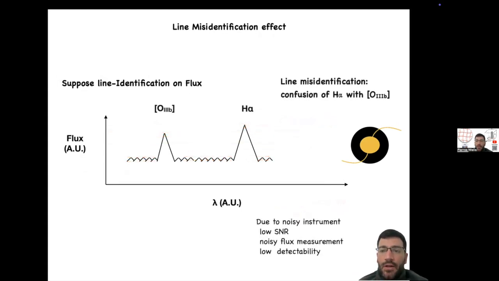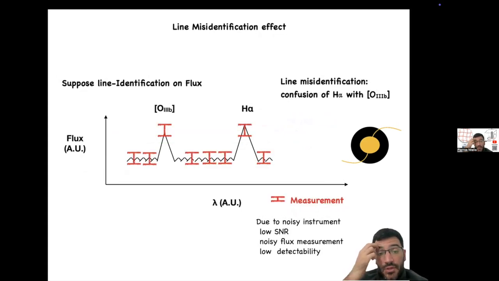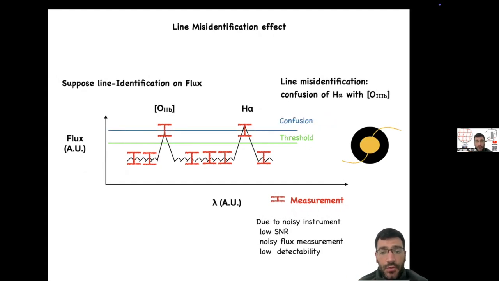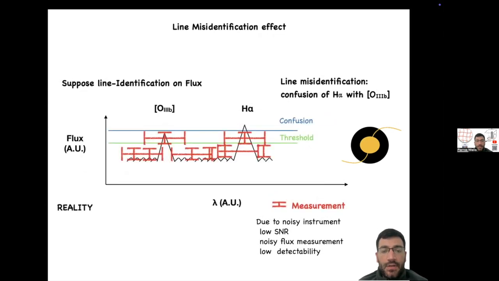However, when we make observations, we have some problems: noisy instrumentation, low signal-to-noise ratio, noisy flux measurement, or low detectability due to the fact that we have contaminants in our sample. When we have such a measurement, it would look like this. These simple thresholds no longer tell us which line has a higher height. Therefore, we're confused and we don't know which one is which. In reality, we have a graph that looks like this. Therefore, we have particular problems that we need to solve.